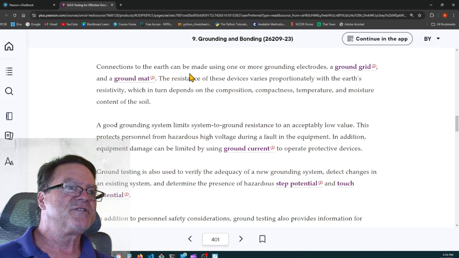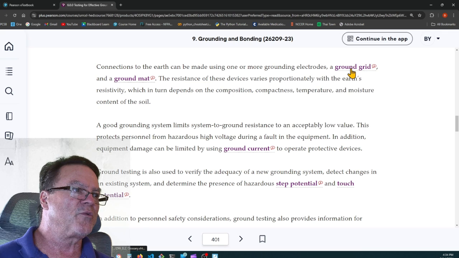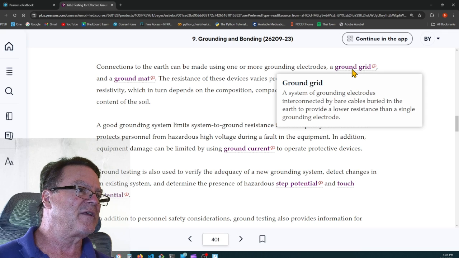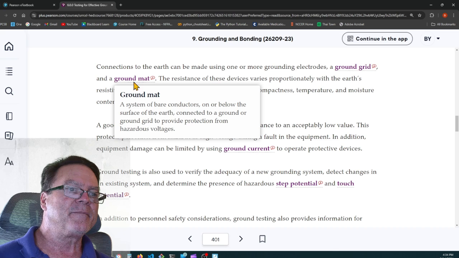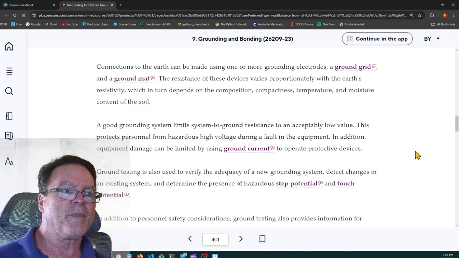So, connections to the earth can be made using one or more grounding electrodes. A ground grid is a system of grounding electrodes interconnected by bare cables buried in the earth to provide a lower resistance than a single grounding electrode. And a ground mat is a system of bare conductors on or below the surface of the earth connected to a ground or ground grid to provide protection from hazardous voltages.